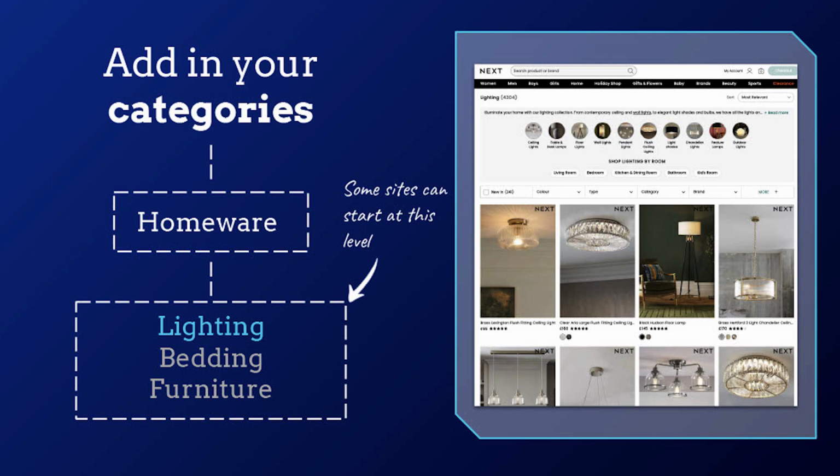So I've used Next as an example here to illustrate my point. It could be any department store really, but if I'm being fully honest, I didn't want to draw out what a department store looked like because I was already short of time creating this deck. So I print screened the Next website. So we have your typical department page layout here for homeware. Then underneath that, you go ahead and add in your categories. So in this example, I've just called out lighting, bedding and furniture.